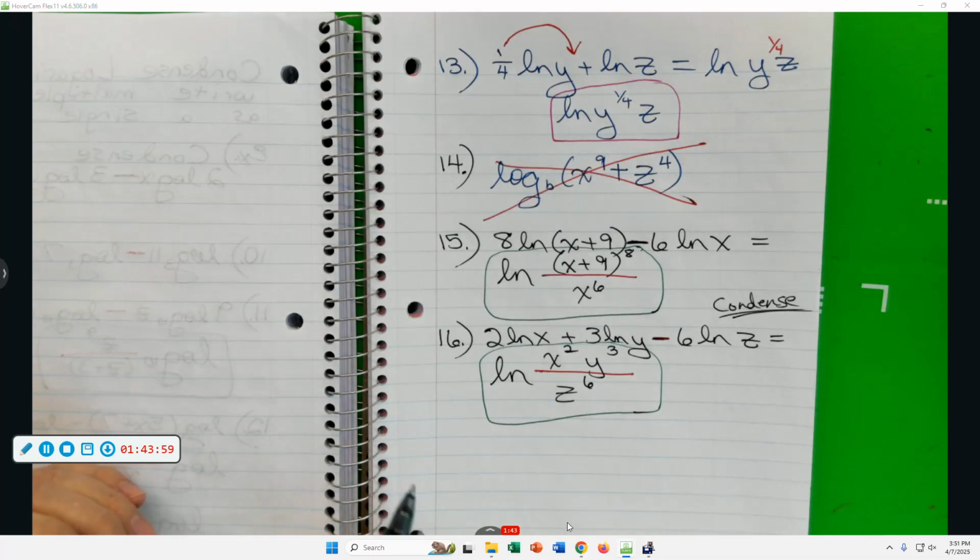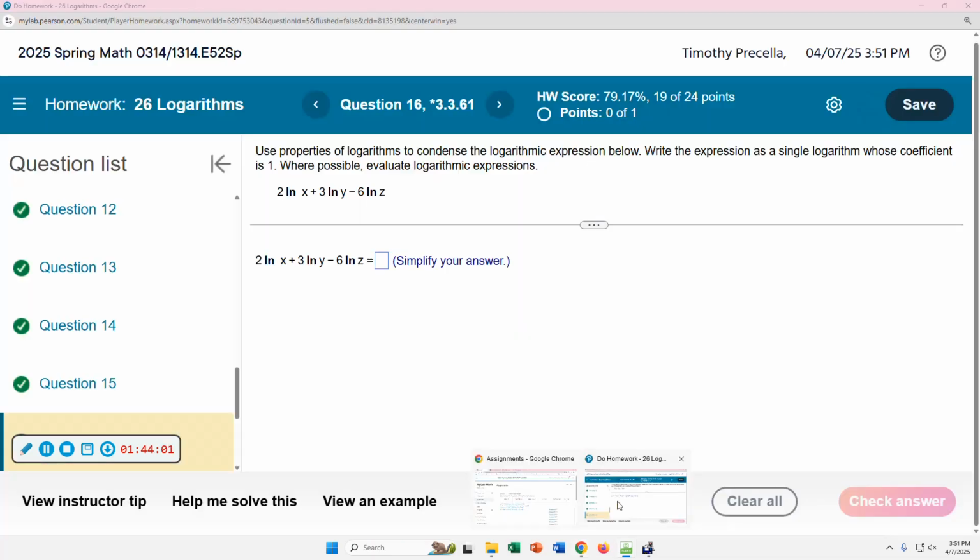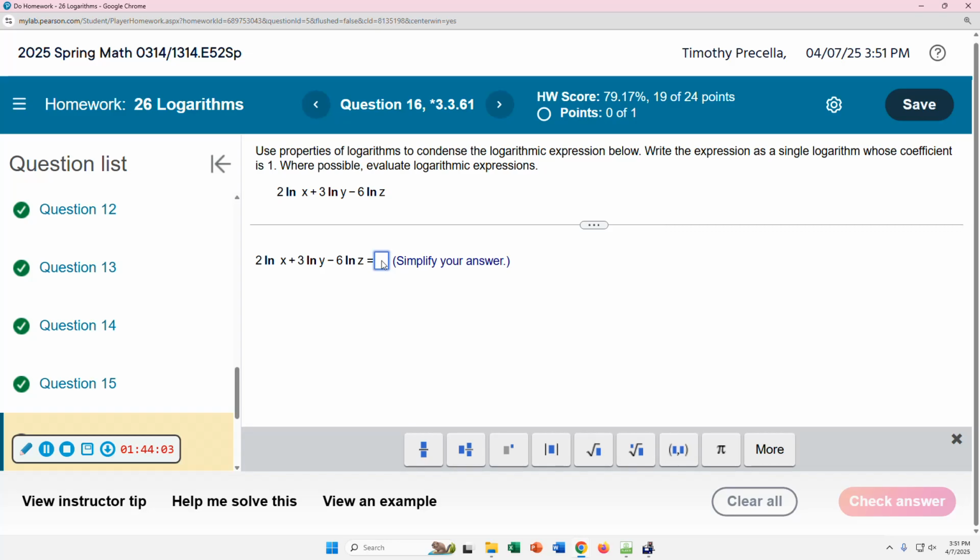Okay, so let me type that in. ln, fraction bar. X squared. Get out of that. Y to the third. Go to the bottom and type a Z to the sixth.